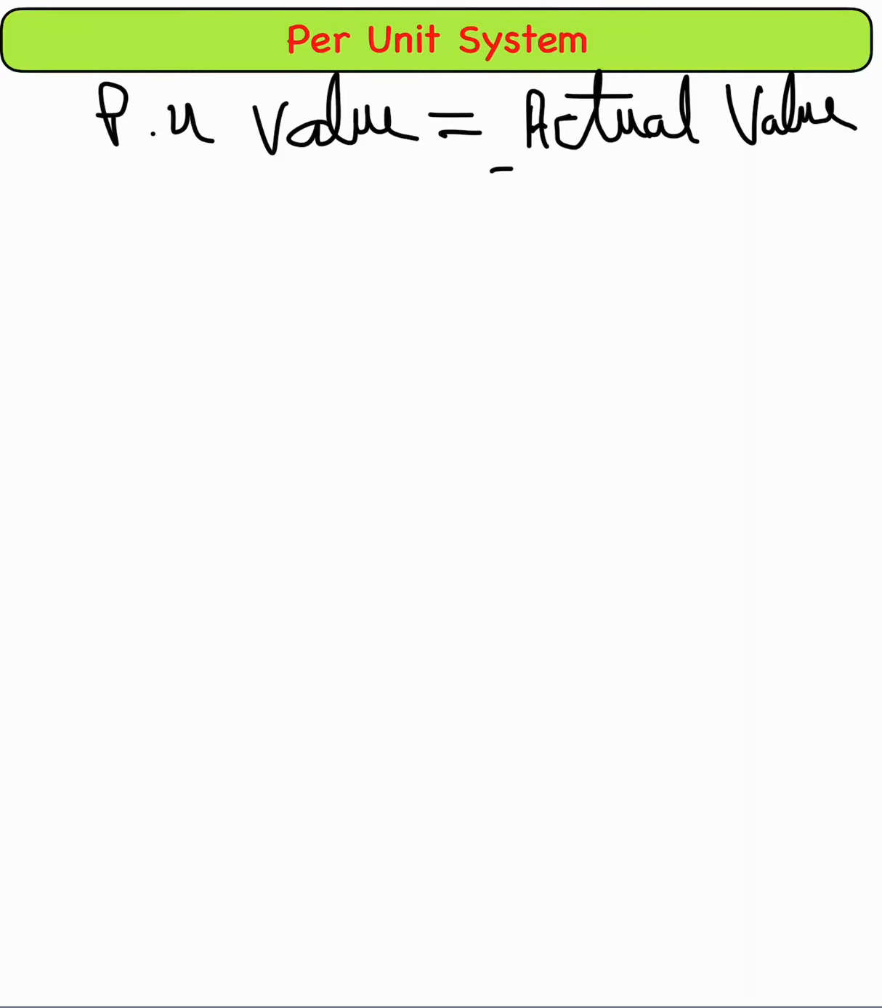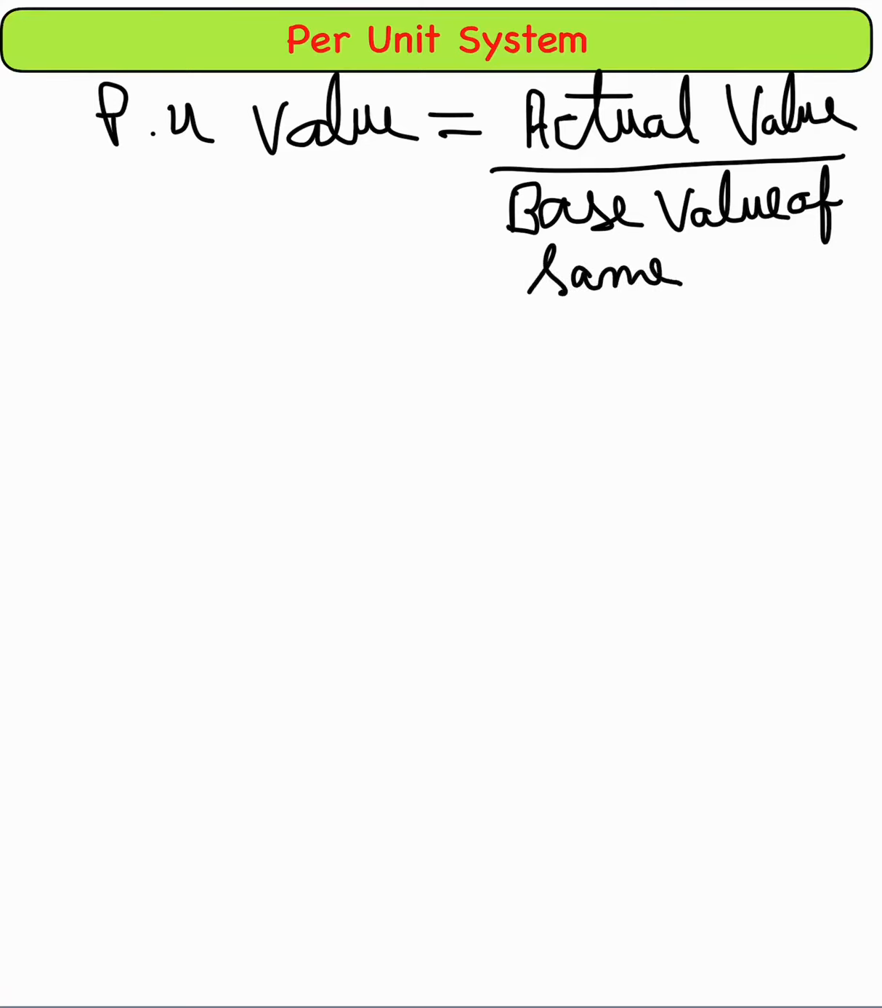upon base value of same dimension. So that is called the per unit value.